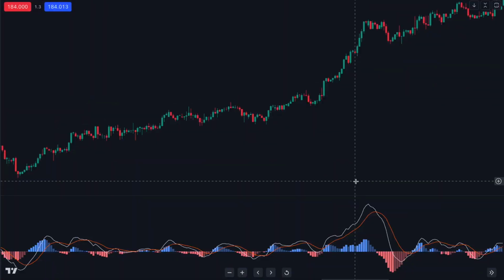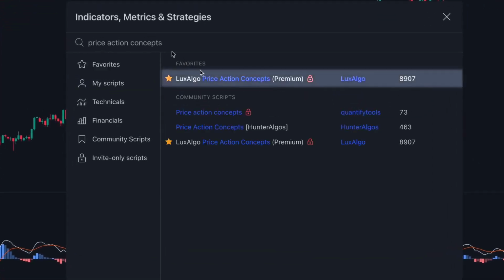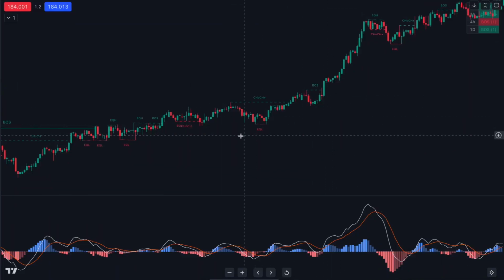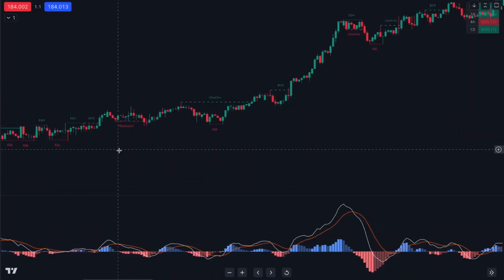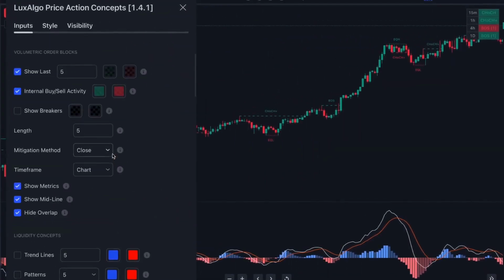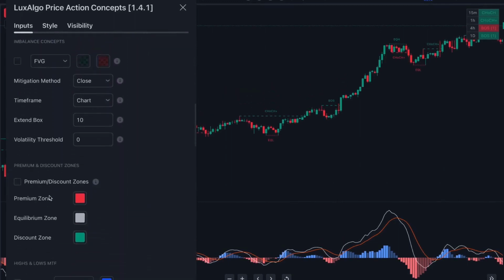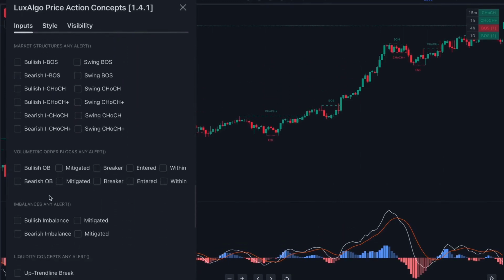Now, as promised, let's go to the Indicators tab and search Price Action Concepts, this one by Lux Algo. This indicator automatically plots market structure so we can know exactly where we are in the market without doing it manually. It has many options relating to price action that we can toggle on and off, such as the liquidity grabs, but for this strategy we want to scroll all the way down to the Custom Alert Creator.